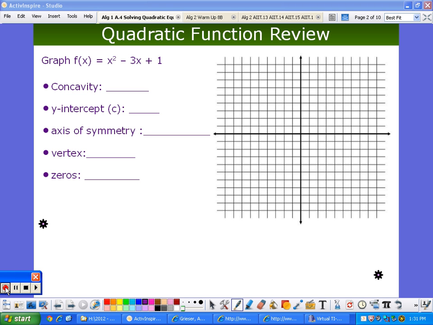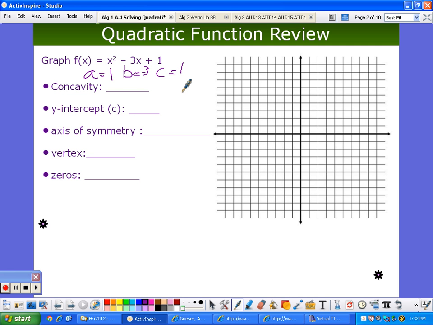Quadratic. So here's another example. Let's find the A, the B, and the C for this particular function. What's my A? 1. What's my B? -3. And what's my C? 1.